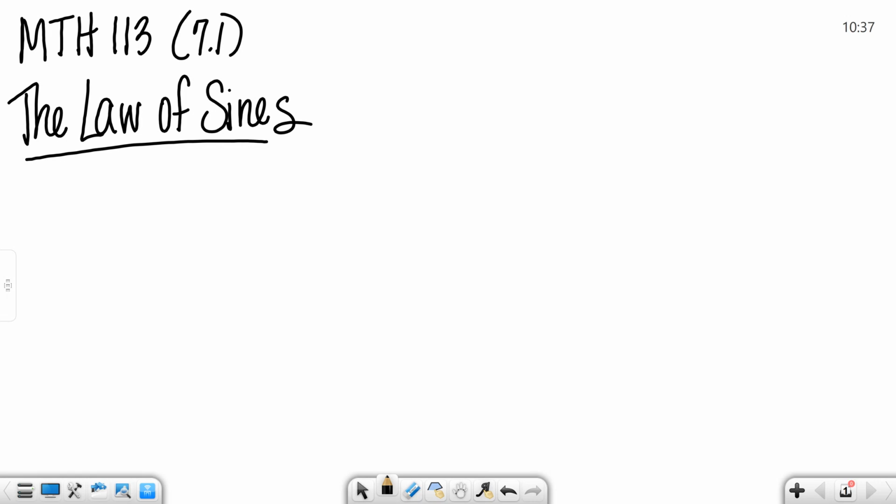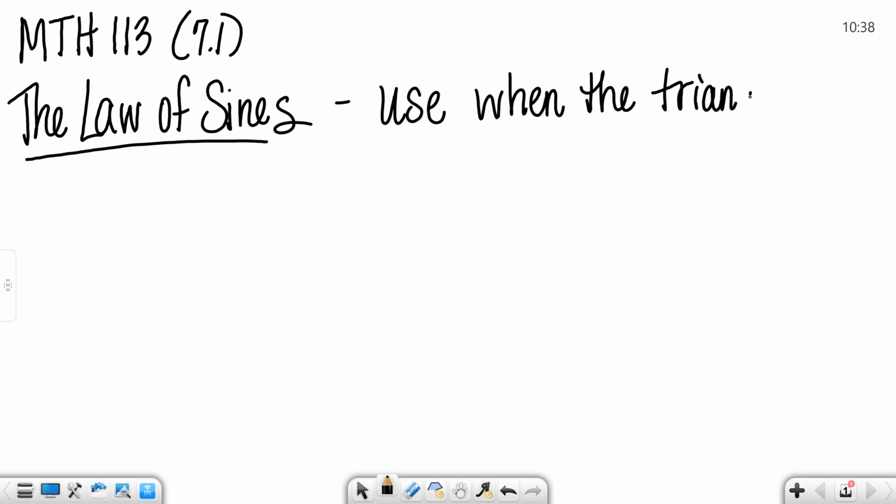Math 113, Lesson 7-1, the law of sines. Now, up to this point, we have been using trigonometry, which deals with all right triangles, because in our right triangles, we have a right angle. Well, we need the law of sines because sometimes we have triangles that are not right triangles. So, we are going to use law of sines when the triangle is not a right triangle.